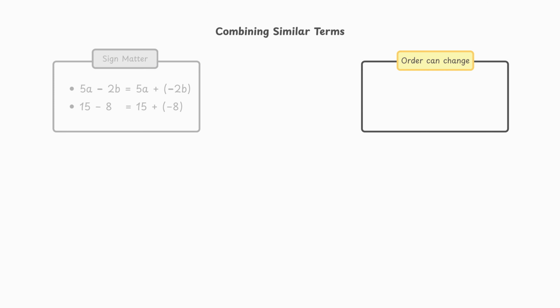Now let's look at order can change. The expression 5a minus 2b can be written as negative 2b plus 5a. This is allowed because we carried the negative sign with the 2b. The order can change, but the sign must stay attached to the correct term.